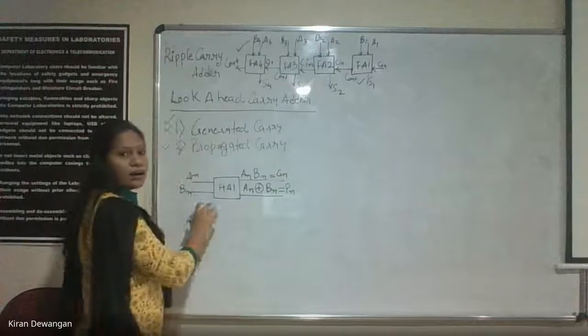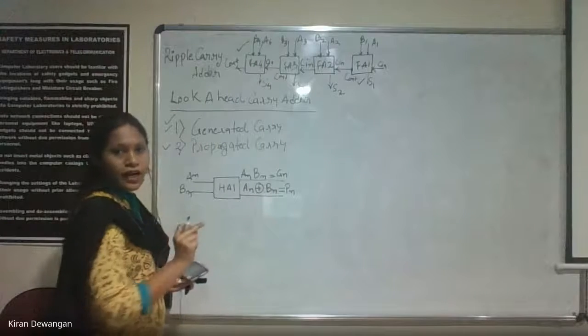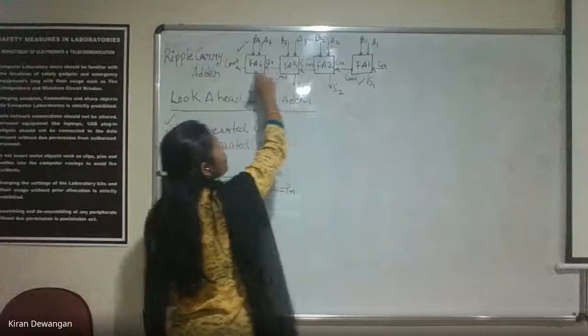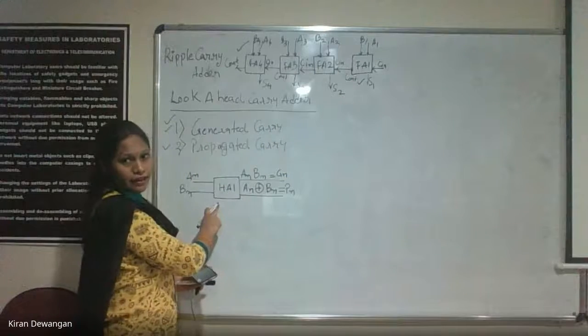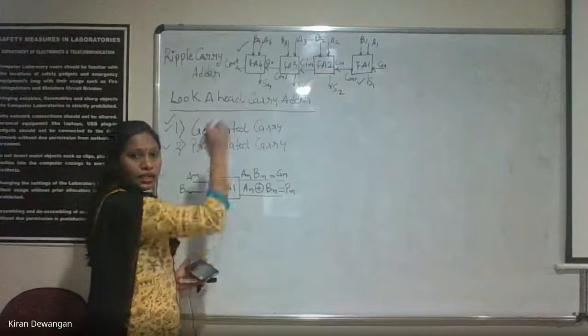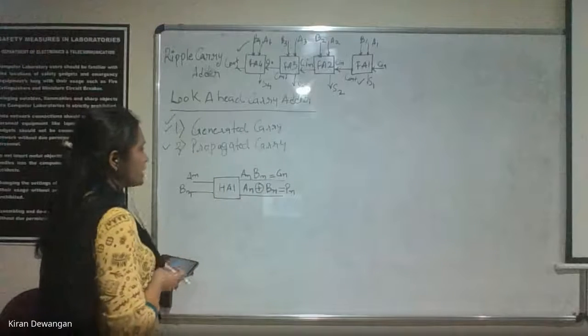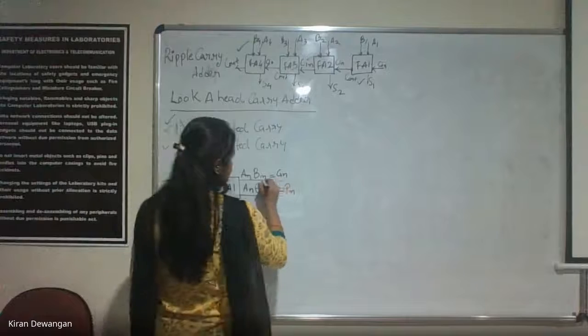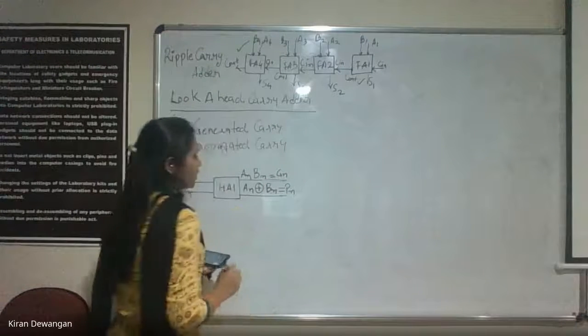This is the first half adder of a particular full adder. We are using 4 full adders. तो एक full adder का ये half adder है. We are just talking about the internal structure of a full adder. ठीक है? Now what happens? This is a generated carry and this one is a propagated carry.